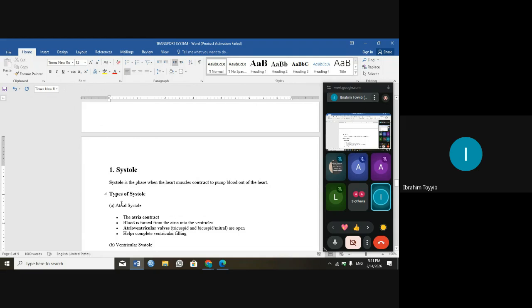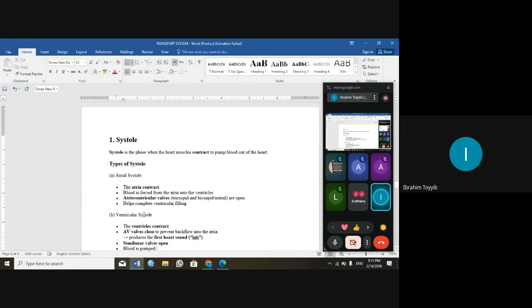So types of systole, we have the atrial systole and the ventricular systole. You know what I mean by atrial systole? That's the atrium, the right side, the upper part of the heart. So what happens at the atrial systole? We have two types of systole, atrial systole and ventricular systole.